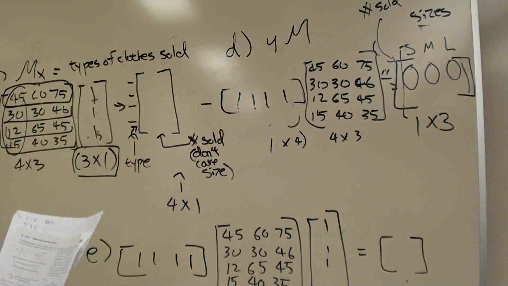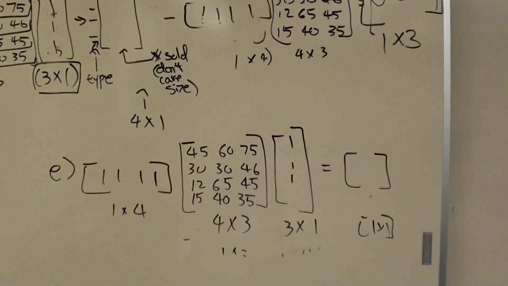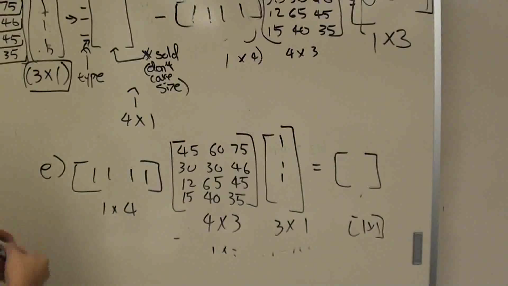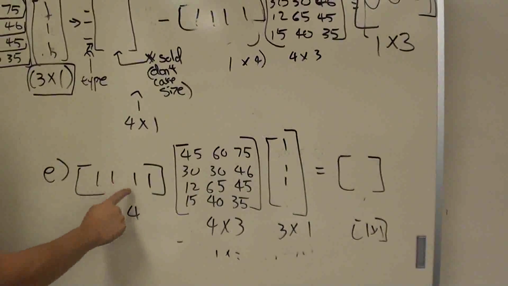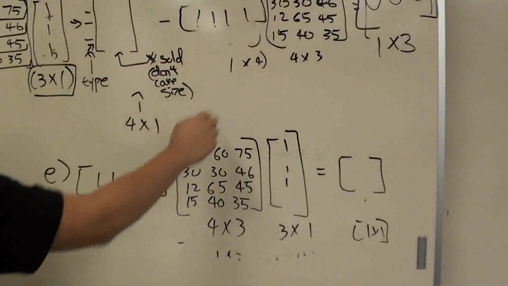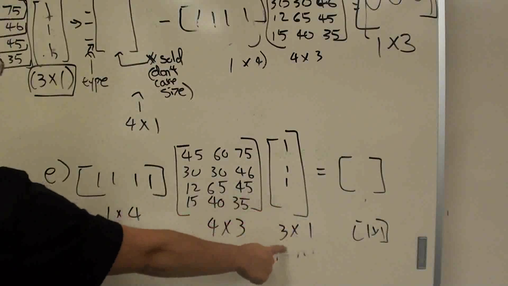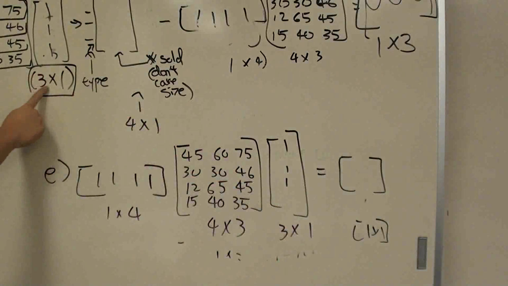Using the matrix X and Y that we've just found, what does Y and X mean? This is where I'm going to scroll down a little bit. Yeah, there we go. So that's where it is. 1 by 4, which is what we found in Y, and the middle one is the M matrix that we've been using. The last one is 3 by 1 that we used from part C.